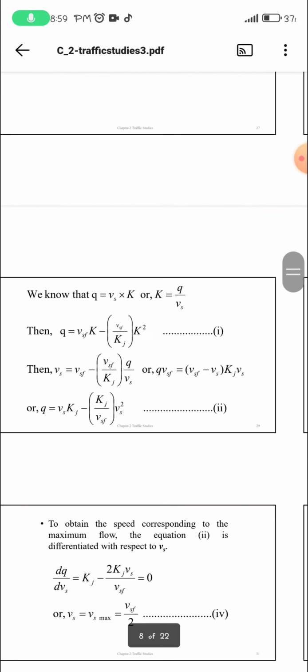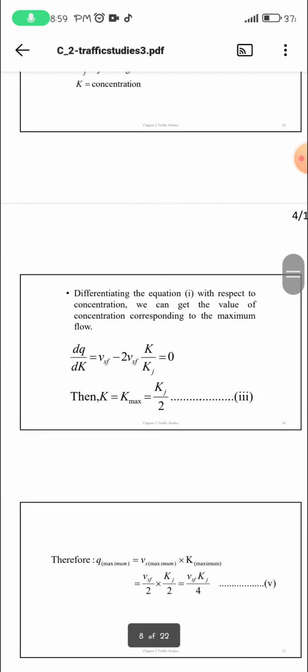We know that Q equal to V into K, or K equal to Q by V. Then Q equal to Vf K minus Vf divided by Kj K square, equation number 1. Then V equal to Vf minus Vf divided by Kj into Q by V, or Q Vf equal to Vf minus V into Kj into V. Q equal to V Kj minus Kj divided by Vf into V square, equation number 2.